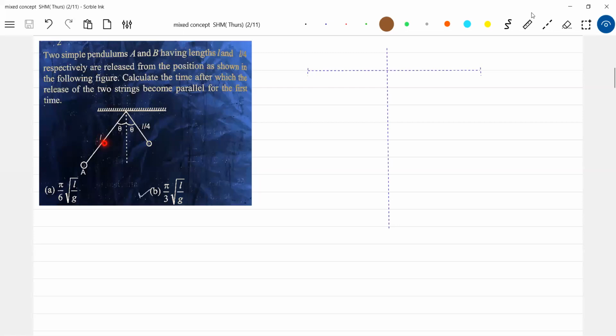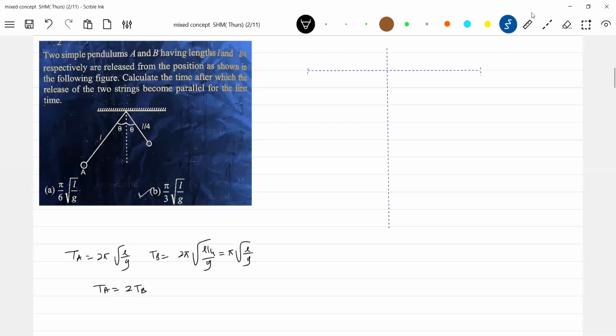2π√(L/g). What is the time period of this? So first we'll calculate the time period of the pendulum. Time period of this is 2π... So what does it mean? Time period of A is how much? 2 times the time period of B.